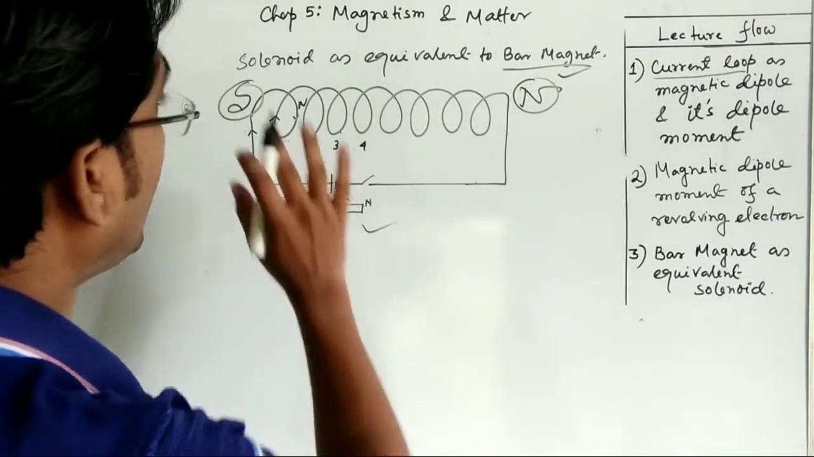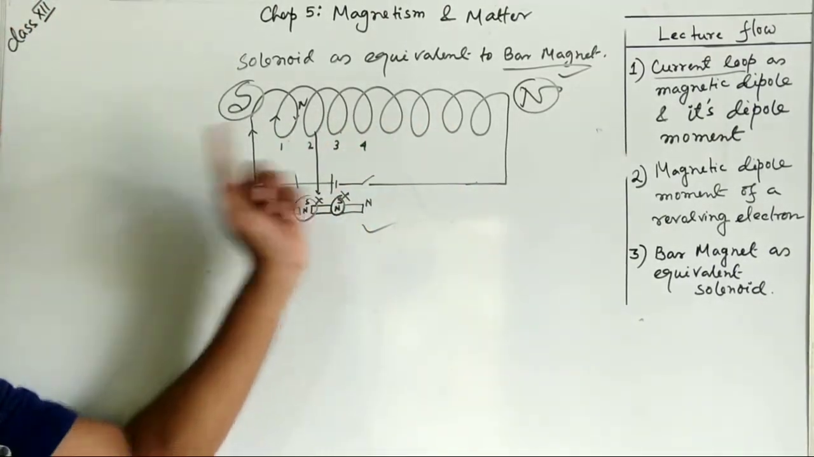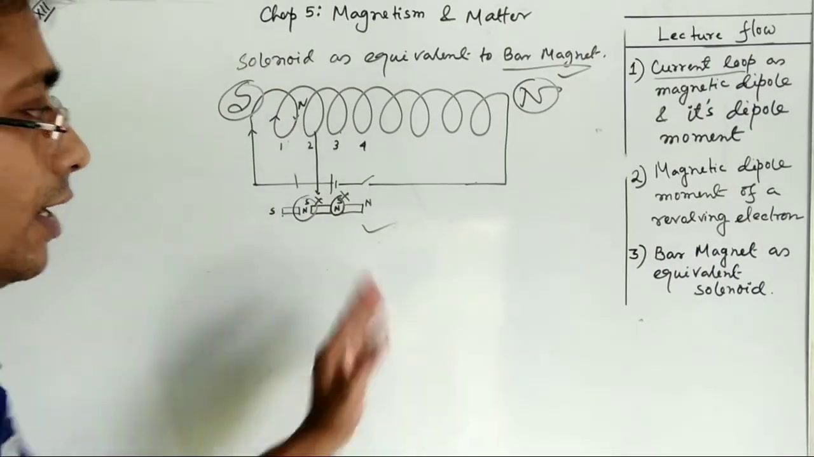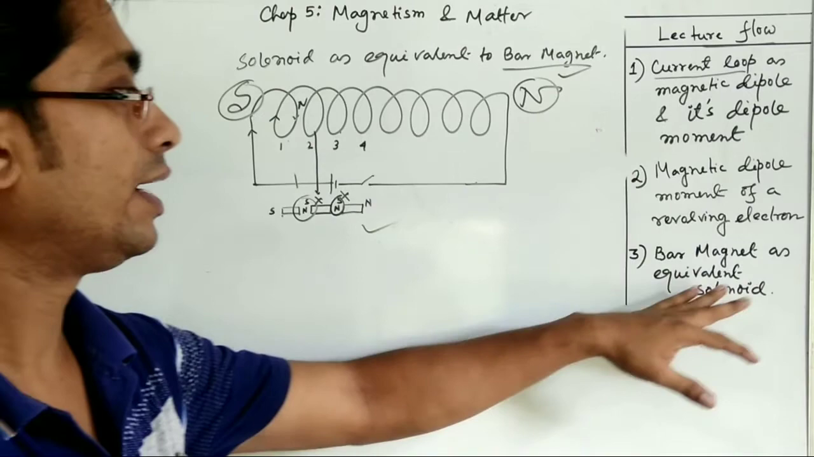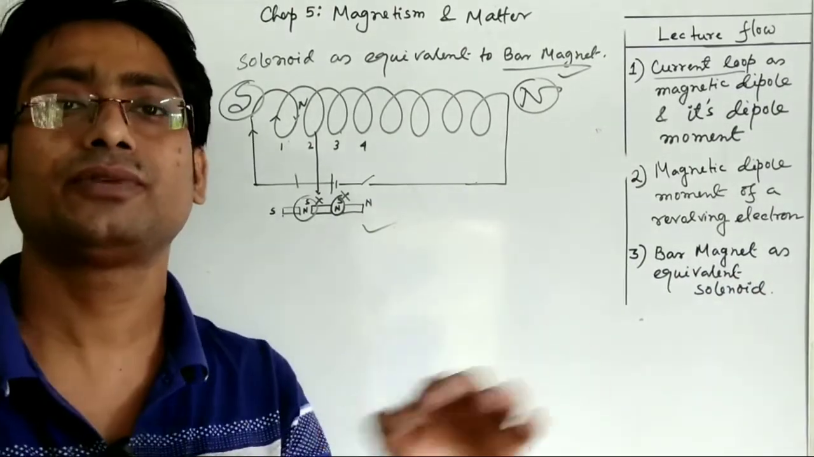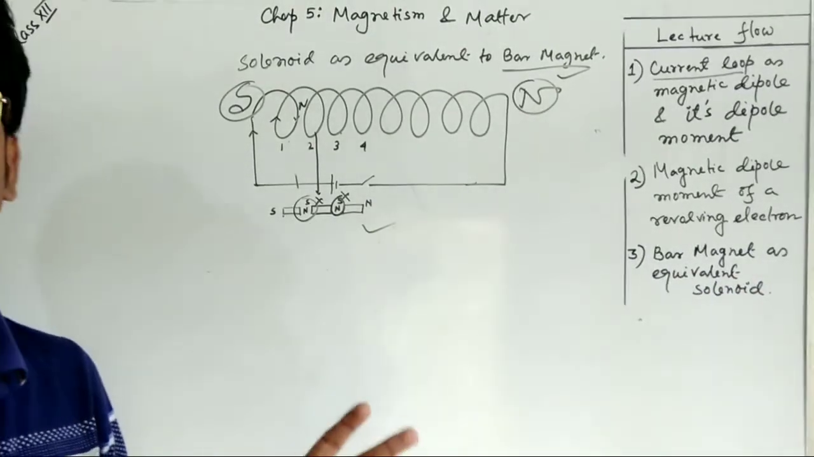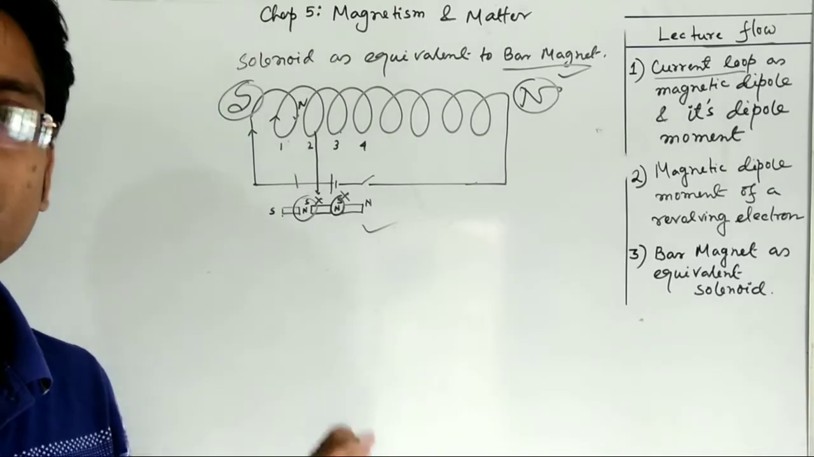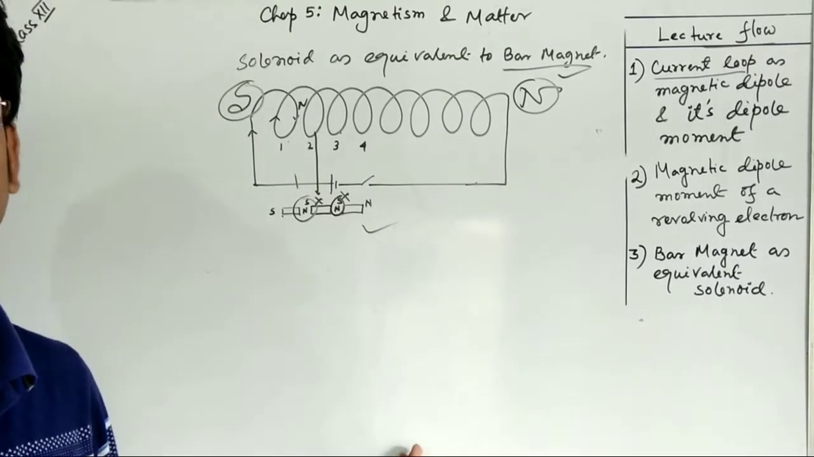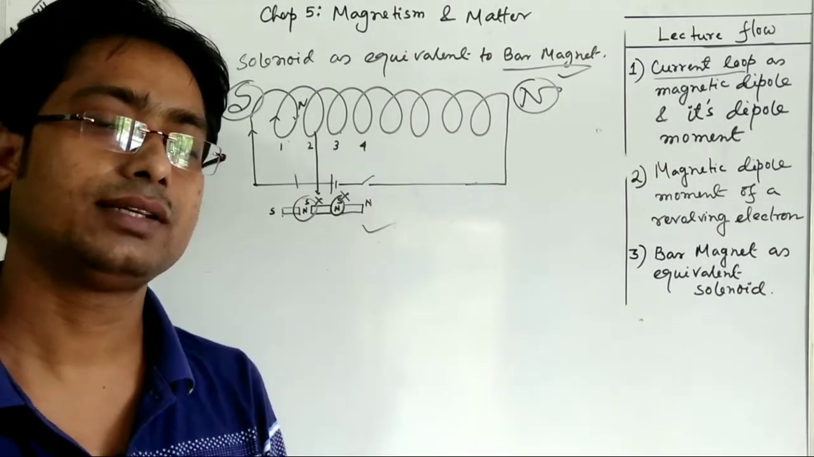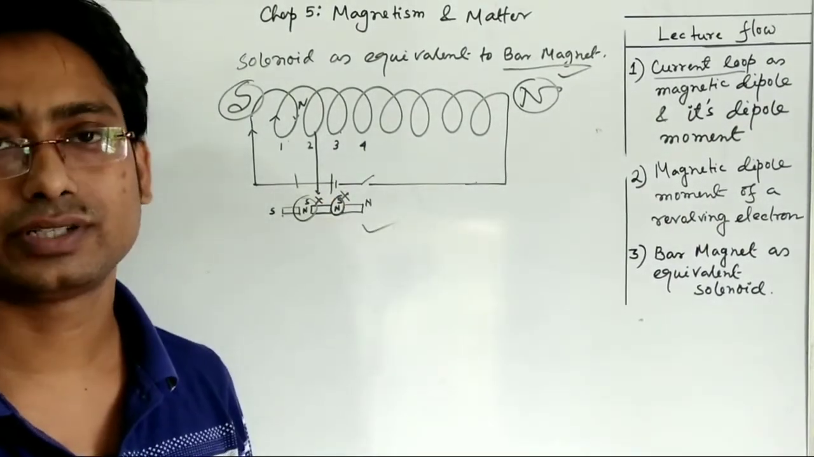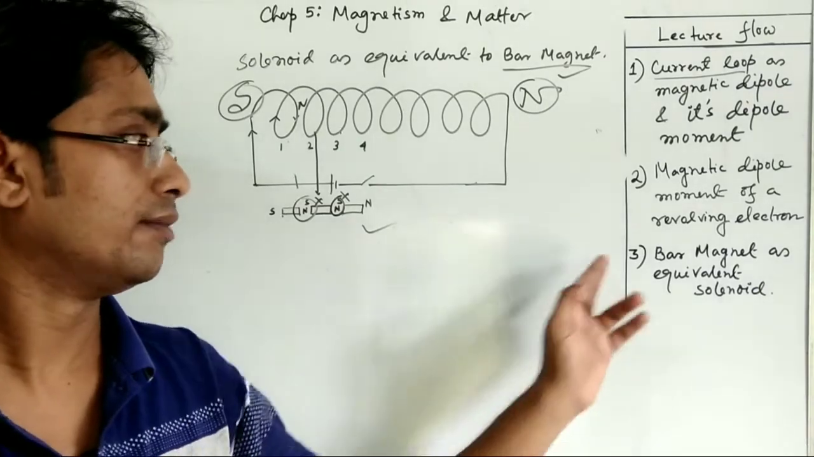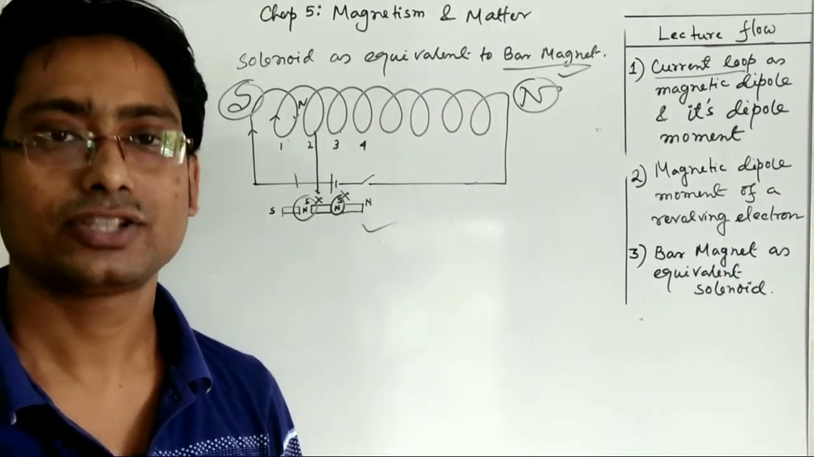Now qualitatively I have shown you that the solenoid will behave as a bar magnet, but there is a quantitative idea by which I will also show you that the bar magnet is an equivalent solenoid. In my previous video I already showed you the magnetic dipole moment due to a bar magnet at an axial point, that is mu0 by 4 pi, 2m by r cube. The same thing will appear here for the case of a solenoid. So then we will prove that a bar magnet is an equivalent solenoid.